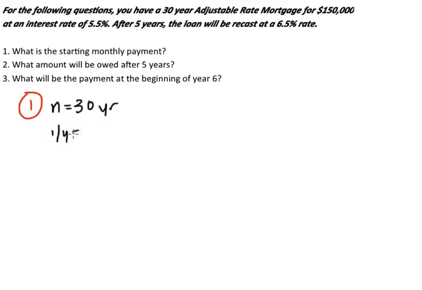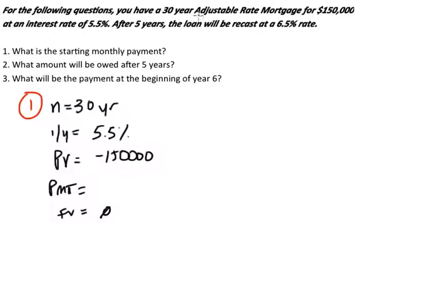So N is going to be 30 years. Our adjustable rate is going to be 5.5%. We're going to have $150,000 borrowed. We're going to find the payment, and the future value is 0.